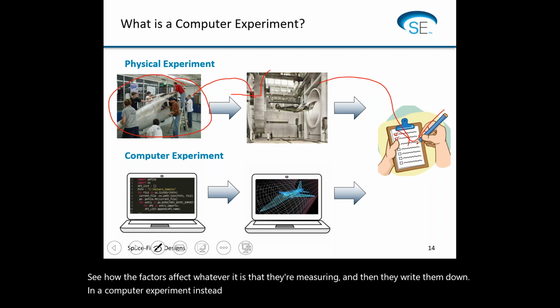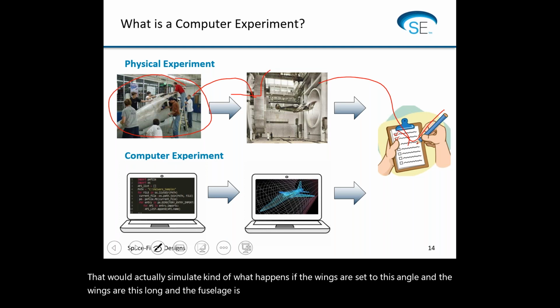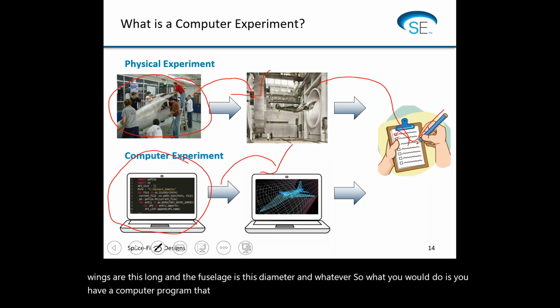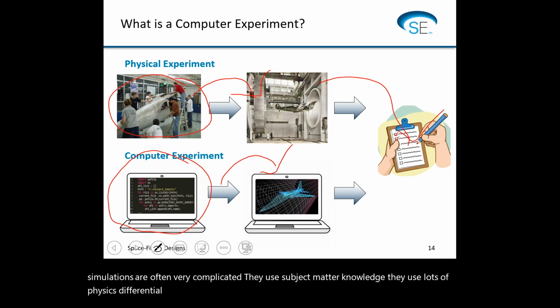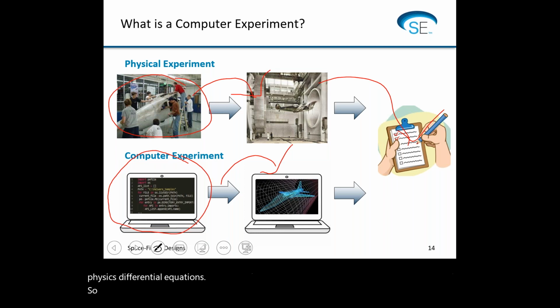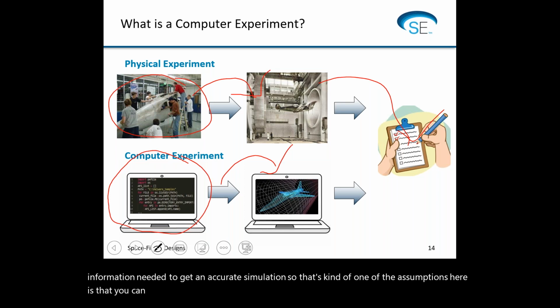In a computer experiment, instead, you'd have some program that would simulate what happens if the wings are set to this angle, and the wings are this long, and the fuselage is this diameter, and so on. Now, these simulations are often very complicated. They use subject matter knowledge, lots of physics, differential equations. You don't always have the know-how or the information needed to get an accurate simulation. So one of the assumptions here is that you can actually do this.